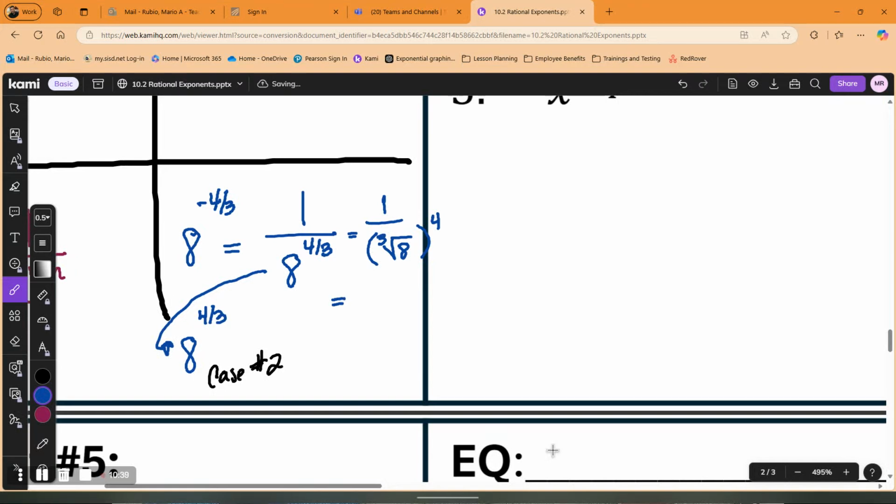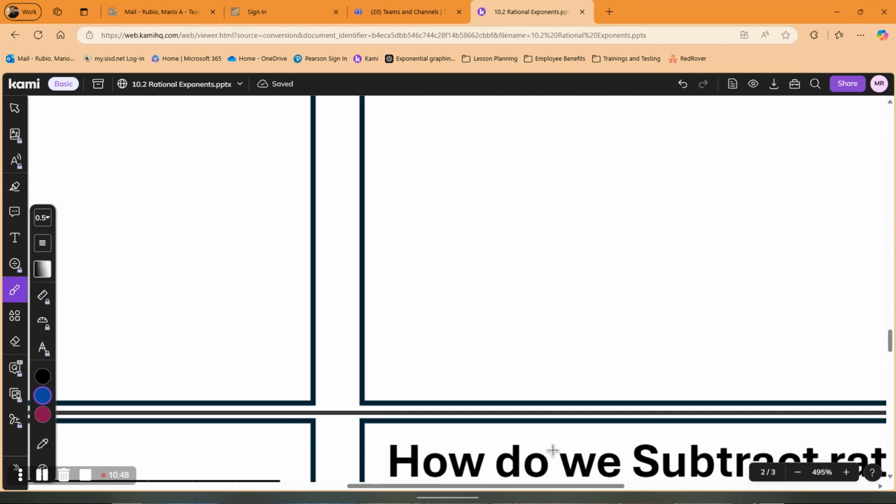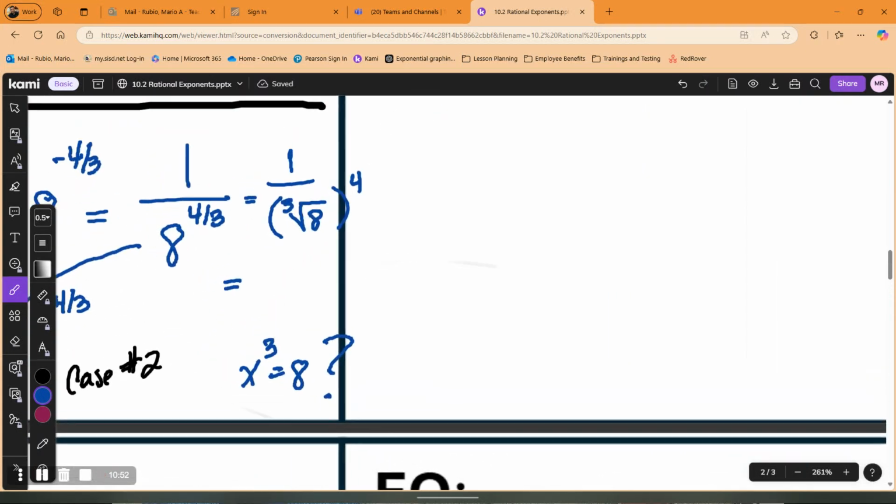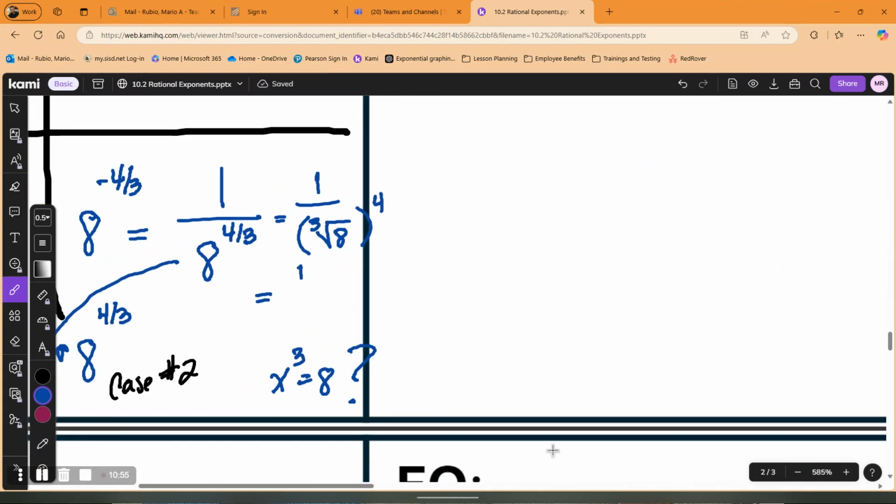So that means what's the third root of 8? So we got to figure out what raised to the third power gives us 8. So that's going to be 1 over 2 to the 4th power. And 2 times 2 is 4, times 2 is 8, times 2 is 16. So then we simplify, and that becomes 1 over 16. Okay.